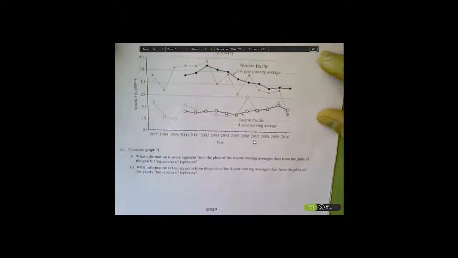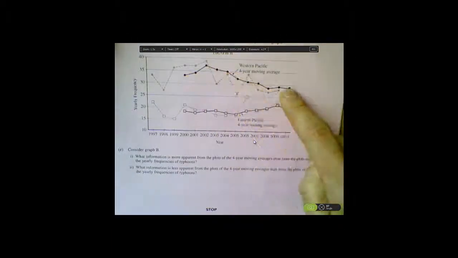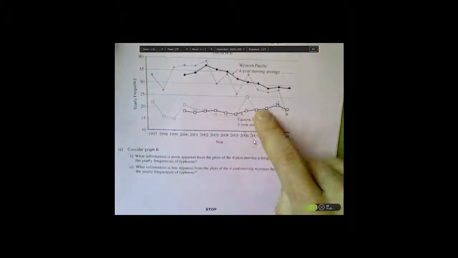And I might need to come back to their solution. All right, so here's what we have, or here's what I have. Something that I said was more apparent is that the number of typhoons in the Western Pacific was decreasing and increasing in the Eastern Pacific. Okay, these solid lines, it's more apparent. This is obviously decreasing. This is showing a slight increase.